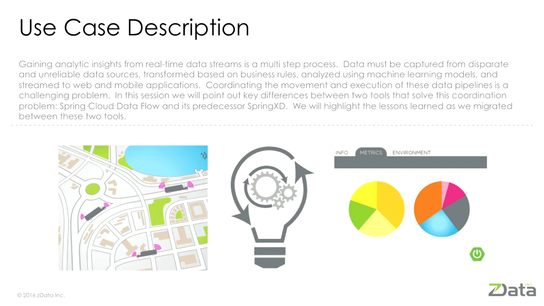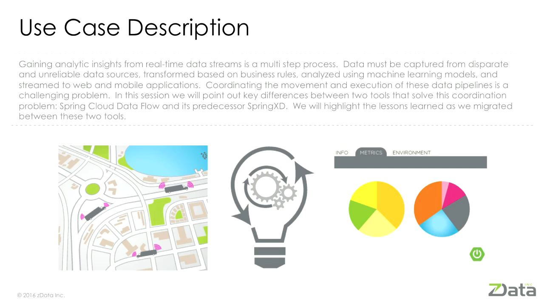And then finally, customers want to apply more sophisticated machine learning algorithms to this data. They want to do things like prediction or classification, and they want to push the results out as quickly as possible to either web applications or mobile applications, or simply alerting systems to alert their customers of what's happening.